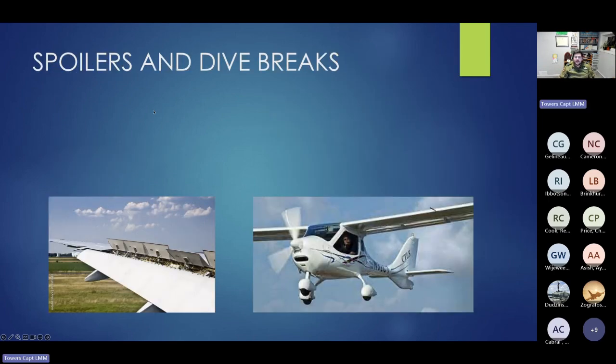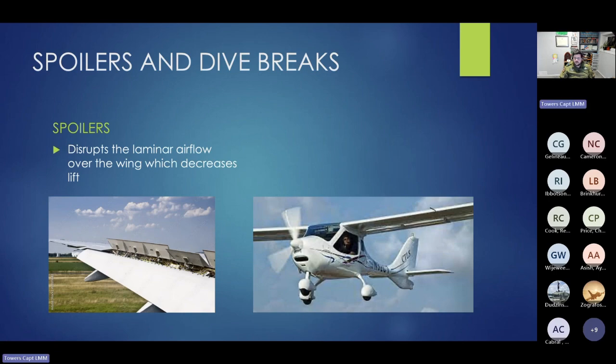All right. Now we get into spoilers and dive brakes. The glider that we have has both spoilers and dive brakes, but they are two separate things. Spoilers are on the top of the wing, and the purpose of them is to disrupt the laminar airflow over the wing, which is going to decrease your lift. Dive brakes, on the other hand, are under the wing.